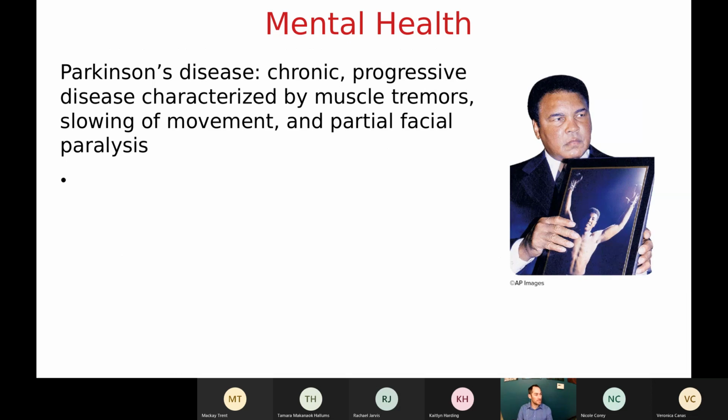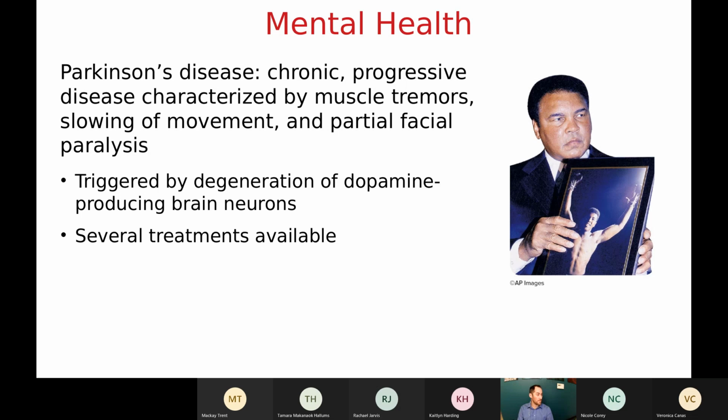Parkinson's disease is the last one we'll mention. So it's also a progressive disease. Muscle tremors, slowing of movement, and facial paralysis are some of the features of this neurodegenerative disease. So that is the end of chapter 15. Oh, here, this one: Parkinson's is triggered by dopamine producing neurons. So again, we've got different neurons that do different things in the brain. Dopamine does a lot of different things. It's not just the happy chemical. It does a lot of management of other regulatory functions of neurons. But yeah, that is the end of chapter 15.